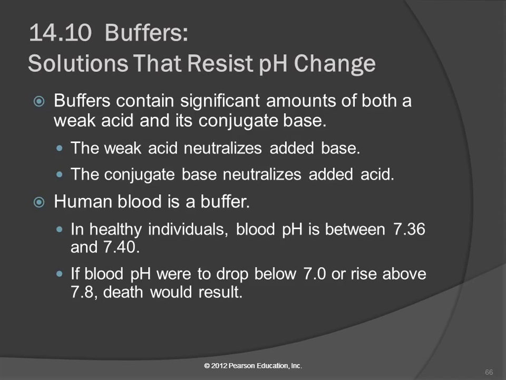Human blood is a buffer. Your blood has a pretty sophisticated buffering system in it. And in a healthy individual, your blood pH is between 7.36 and 7.40. And if it drops below 7 or gets above 7.8, you will die. That would be bad, right?